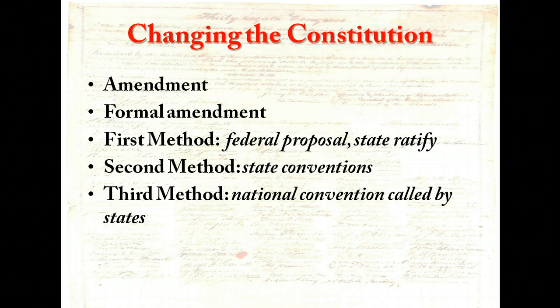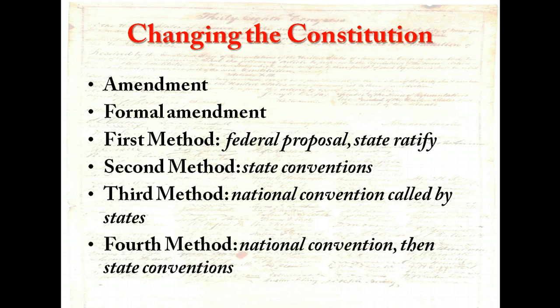The third method: an amendment may be proposed by a national convention called by Congress at the request of 2/3 of the state legislatures, today 34. As you can see, it must be ratified by 3/4 of the state legislatures. To this point, Congress has not used such a convention. And the fourth method: an amendment may be proposed by a national convention and ratified by conventions in 3/4 of the states. Remember that the Constitution itself was adopted in much the same way.